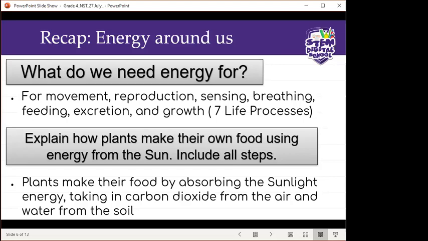Cherie says the roots absorb water, the leaves make the food, okay? And then Nicolata says the leaves absorb the sun rays. That is correct. The leaves indeed absorb the sun rays. All right.